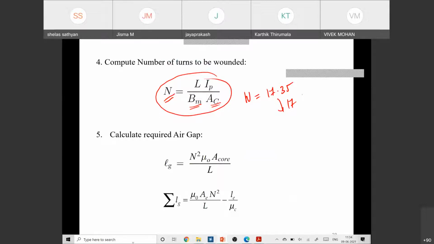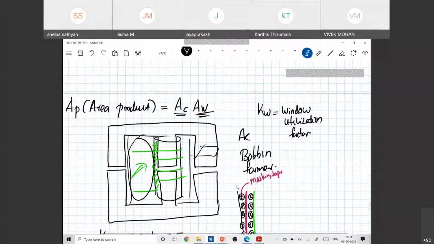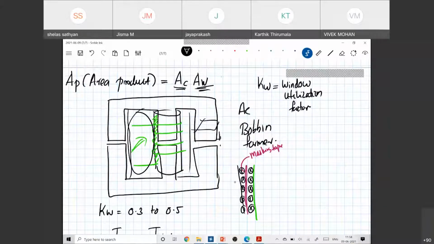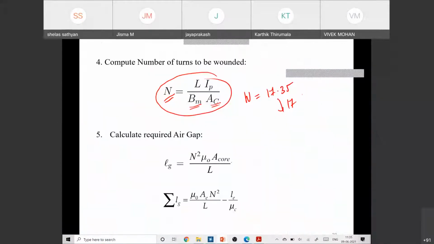If you neglect the fringing, that is, if this air gap length is very small, all the flux will be flowing through this. But in actual practice, some of the flux will bulge out. We call it the fringing phenomenon. So if this air gap length is very small, the fringing can be neglected. If you neglect the fringing, you can use this relationship for finding the air gap length required to be provided in the core. But if you want more accuracy, then with fringing you could use this.